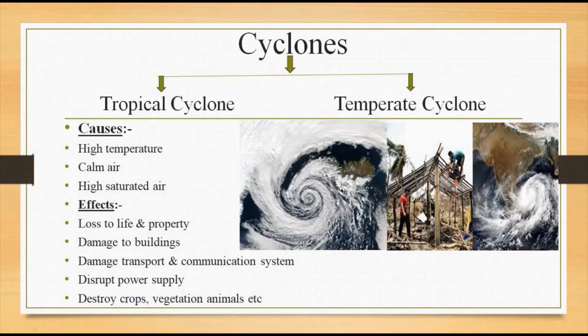Calm air, yeah, calm air is also another reason. High saturated air. So mainly it is because of the air and the pressure in the air, depending upon that, this movement of the wind. Yeah. And here, from the high pressure area, the wind rushes towards a low pressure area. So at that time, this wind blows so fast. So what are the effects of this?